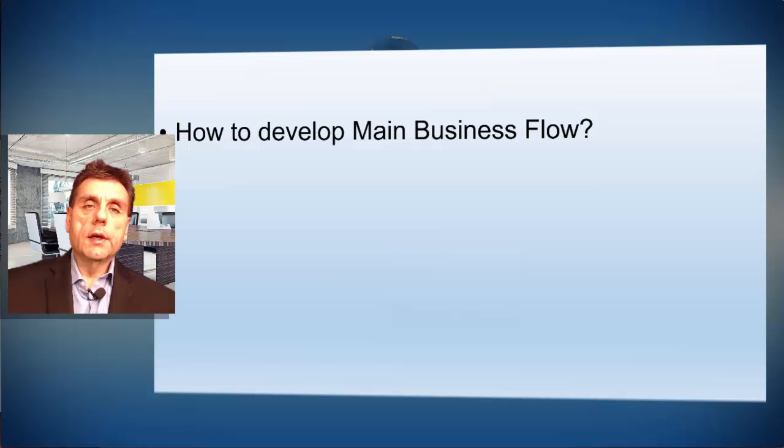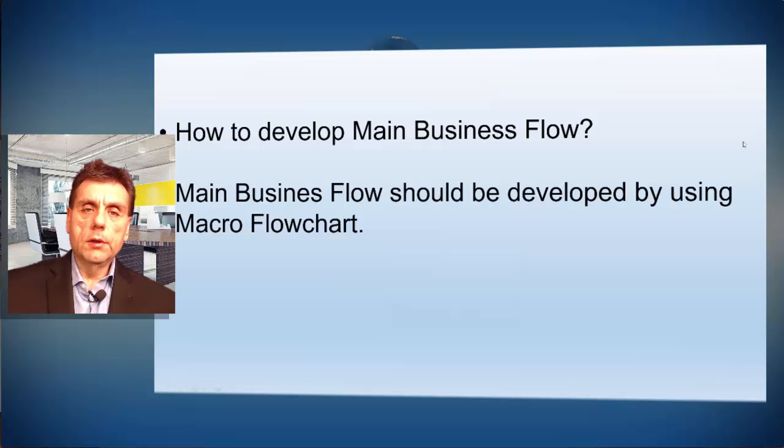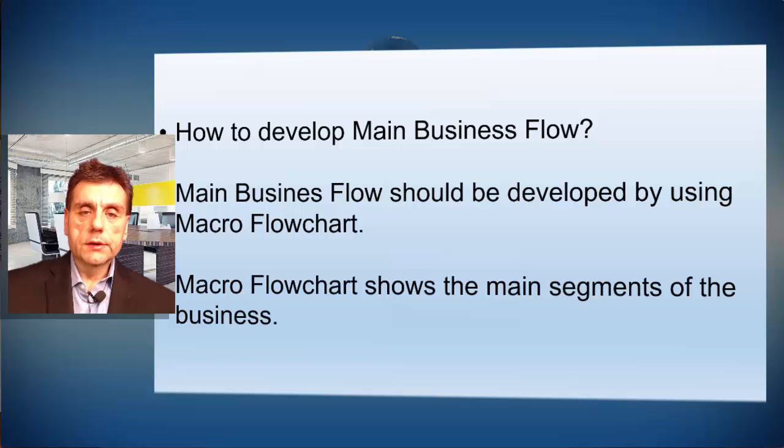And the question here is how to develop a main business flow. The answer is a main business flow should be developed by using a macro flow chart. A macro flow chart shows the main segments of the business, and it's very useful to see from a very high perspective what the organization does from the beginning to the end in its processes.